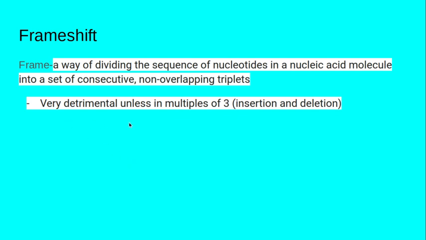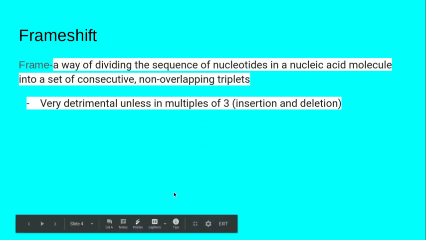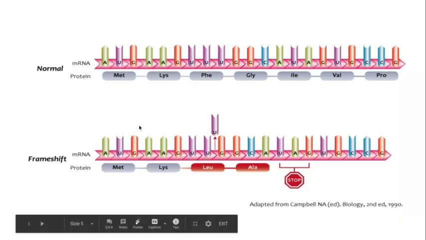So frame shift mutations are very detrimental unless in multiples of three. And by multiple threes, I mean codons. So if you insert three codons or you delete three codons, it's not as detrimental as a regular frame shift mutation. These are just a picture for frame shift mutations.